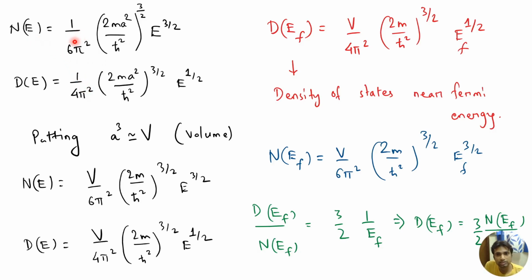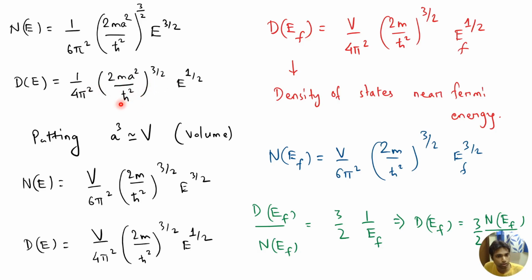The n of E is the total number of states up to energy E, and this is the number of states between energy E and E plus dE. So it is kind of a cumulative function, and you can think of the other as a histogram: from E to E plus dE, what is the number of energy states.